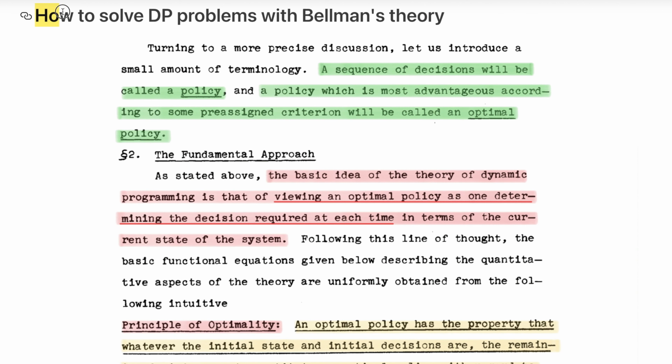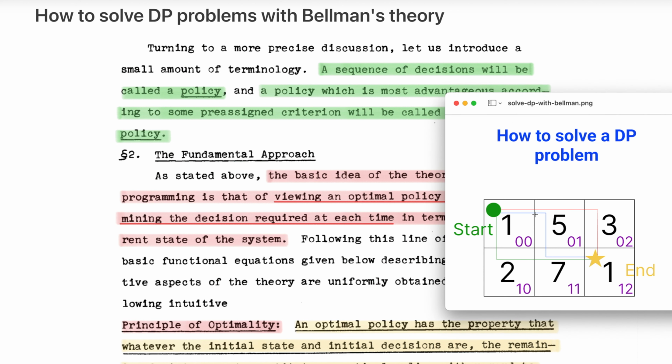Next, before learning how to solve DP with SESV, let's quickly have a look at how DP problems are solved with Bellman's theory. In Bellman's paper, he defines something called a policy. A policy is a sequence of decisions. In a DP problem, you're gonna make a lot of decisions, and a sequence of those decisions is called a policy. For example, if I have a map here, and I have to go from start to end, if I decide to go right, and go down, that's a collection of decisions, and right, down is a policy.